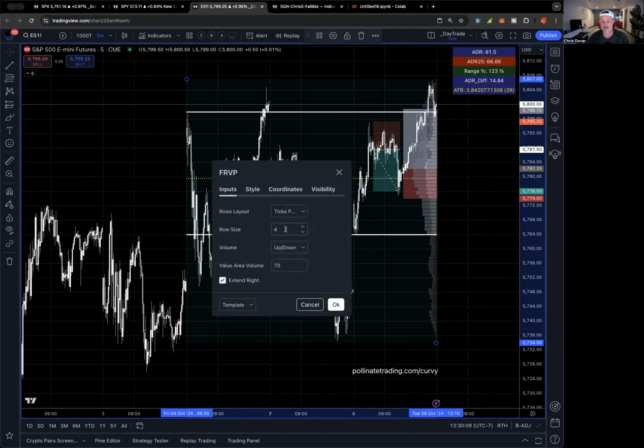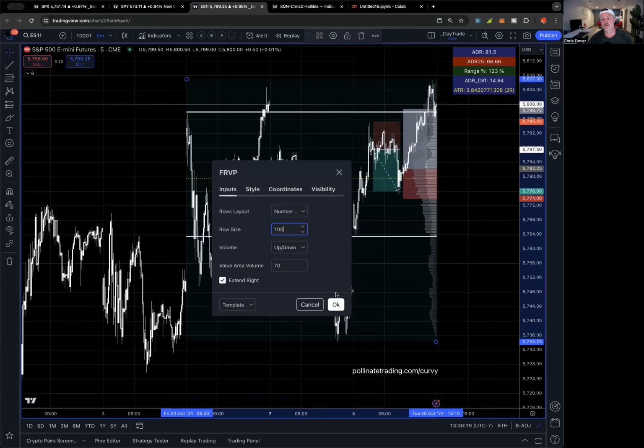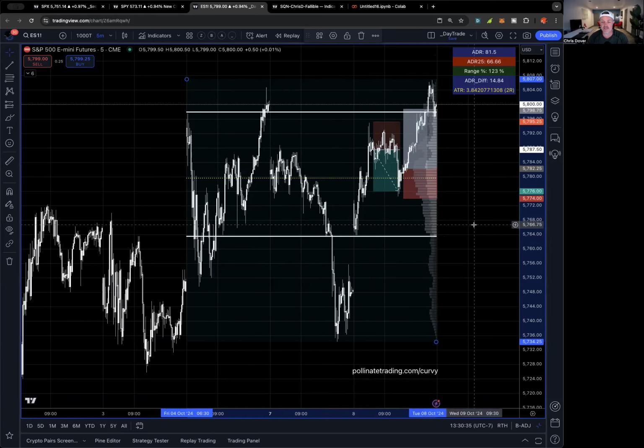Row size is ticks. Let's do number of rows. Let's do like 100. Okay, that's a little bit better. Next, we have the value area high, which is this solid white line up here. Value area low, which is that solid white line there. And then the point of control. I'll explain what all this means.